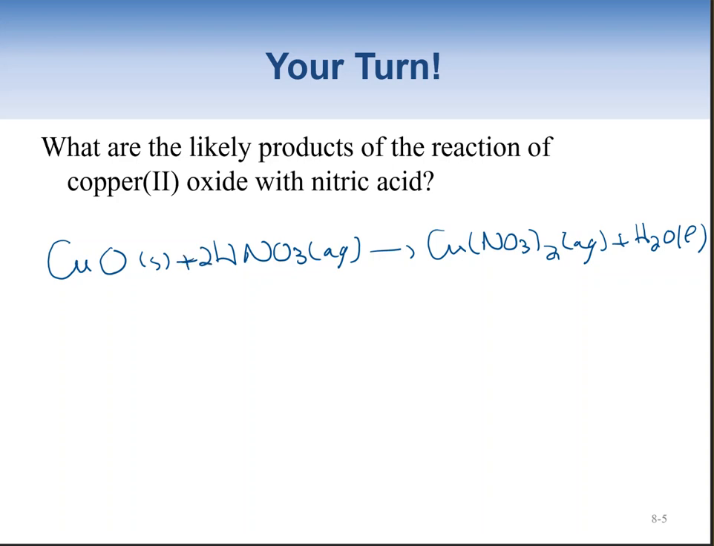Now, if you look at this, this is a metal oxide reacting with an acid, and you would expect salt and water. And also remember that the reaction of metal oxides with acids is exothermic.